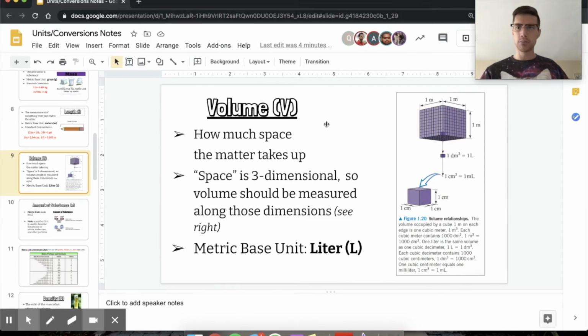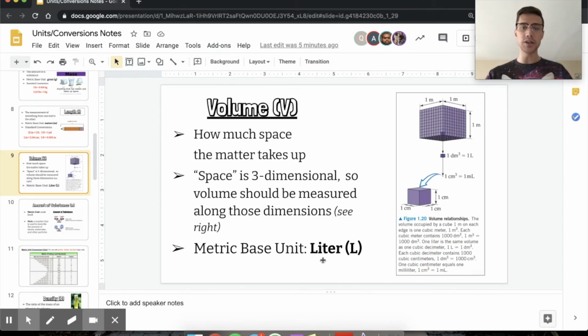All right, moving on. Okay, so volume is how much space something takes up. So keep in mind, space is 3-dimensional, right? It has the X direction, the Y direction, and the Z direction. So when we're measuring out volume, especially volume of something like a cube, we need to take that into account. And I'll talk about that once we get to using different kinds of units to measure volume.